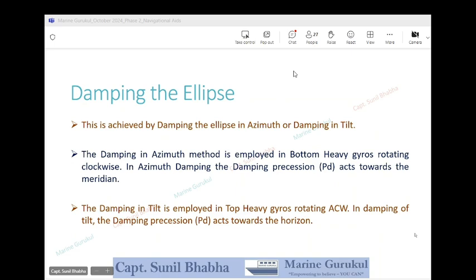Now, most of the gyro compasses made by the makers are anti-clockwise gyros. Viewed from the south end, they are anti-clockwise gyros. So the damping method which is used in those gyros is damping in tilt. So we are going to understand this damping of the gravity-controlled gyroscope by using the damping in tilt method.